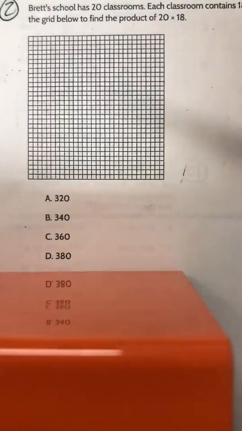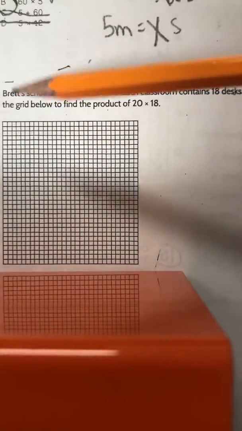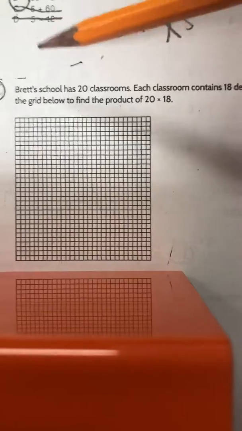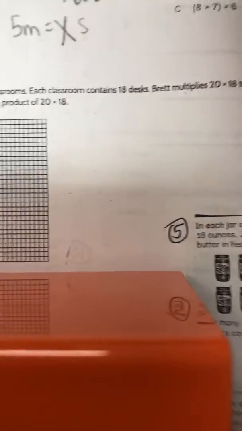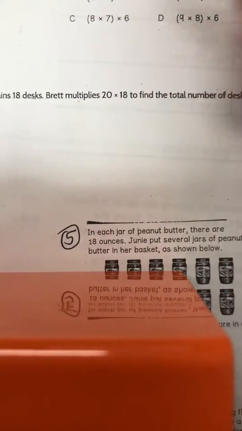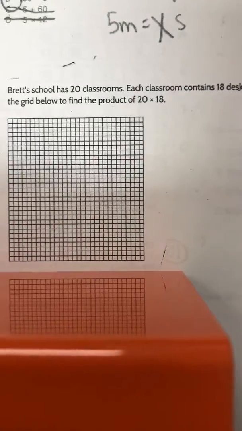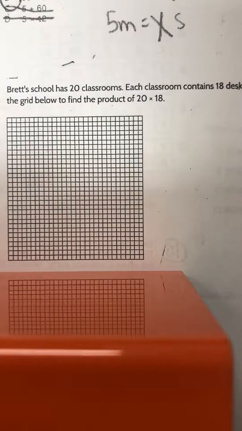When I move down here to question 2, I have to cover up the answer so that you can see the question. But it starts with this. Brett's school has 20 classrooms. Each classroom contains 18 desks. Brett multiplies 20 times 18 to find the total number of desks. Use the grid below to find the product of 20 times 18.